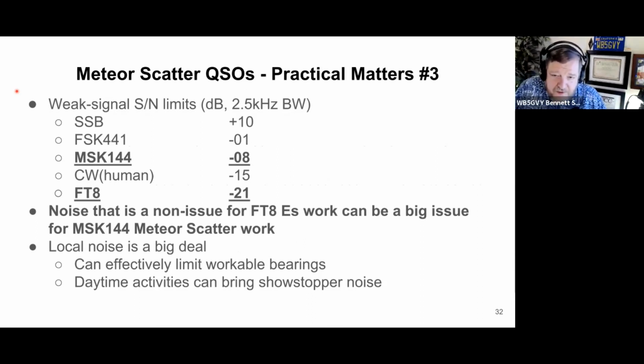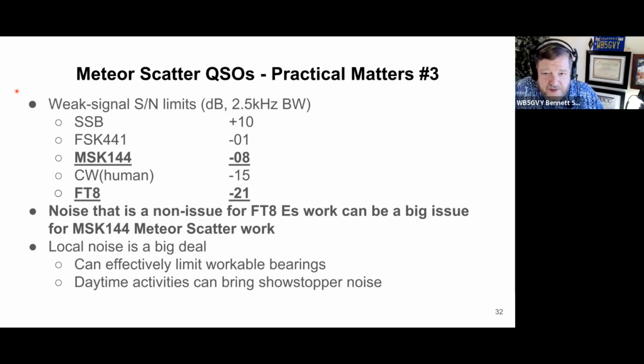And of course, the miracle of FT8 is that it's got this great signal to noise limit of minus 21 dB, and MSK 144 has only a signal to noise limit of minus 8 dB. And the thing is that noise that's a non-issue on FT8 for sporadic E can be a big deal for meteor scatter work. That local noise can be a very big deal.